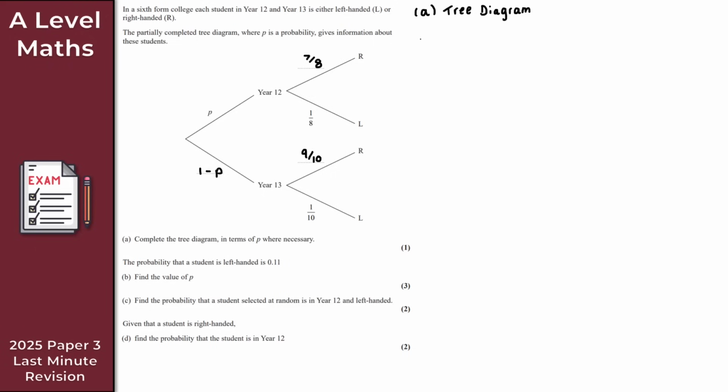Now for the next part of this question, part B. What we're told is the probability that a student is left-handed is 0.11. What we want to do here is find the value of P. We can easily do this by using our tree diagram, our probability tree. So let me just quickly grab another color here.